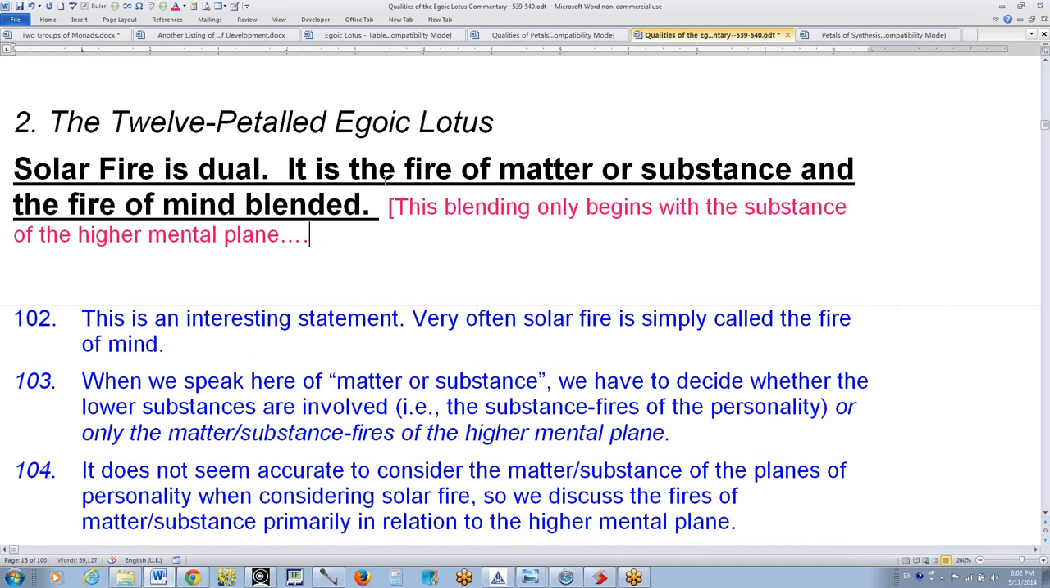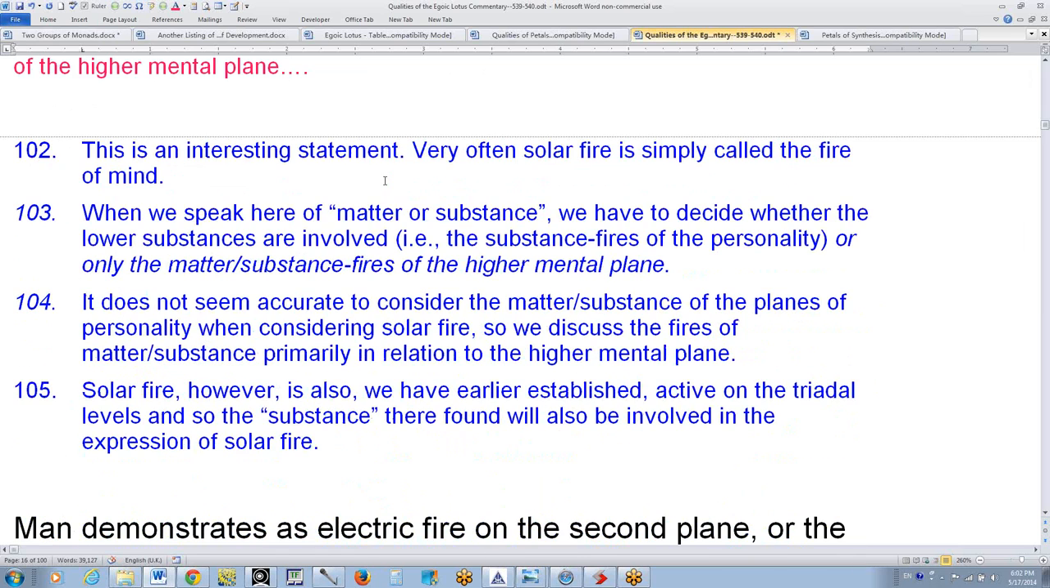It's not strictly the fire of mind per se. Why should this be so? Well, we can understand it's the fire of love, so it should be dual. The second ray is a dual ray, the ray of love and wisdom, and which aspect correlates with which? The fire of matter or substance and the fire of mind. Which with which? I can't really answer that at the moment.